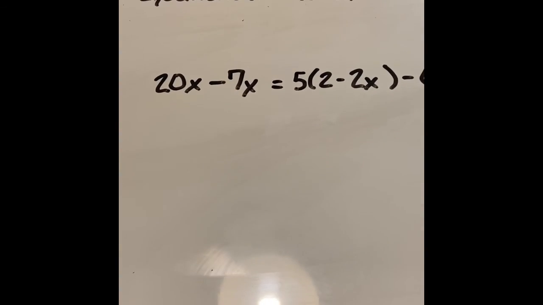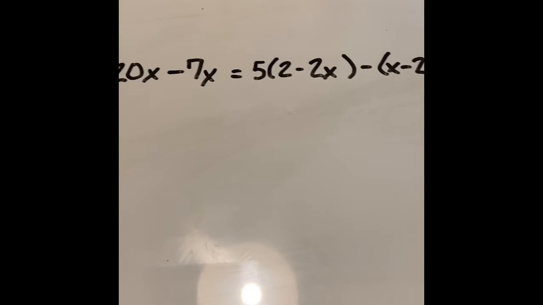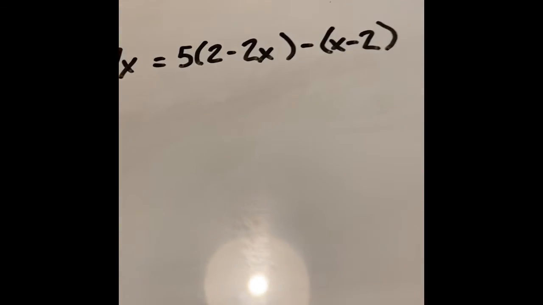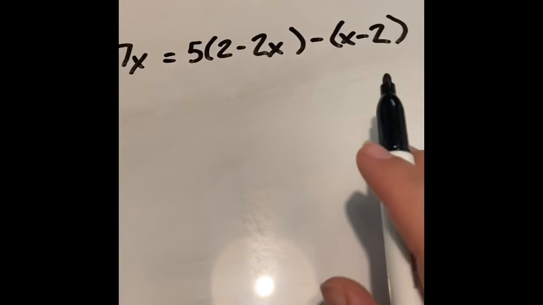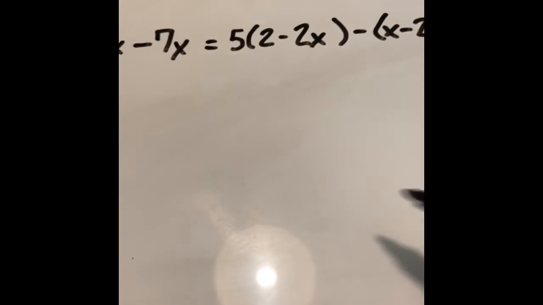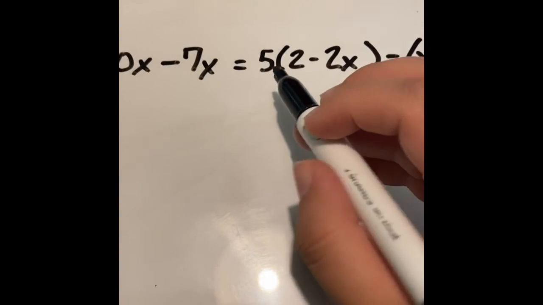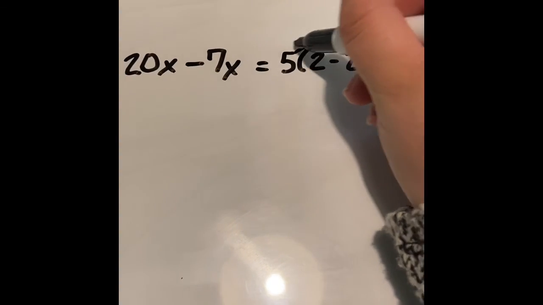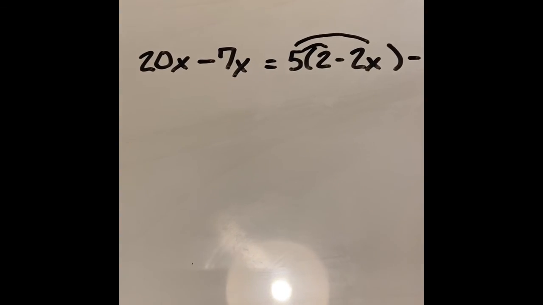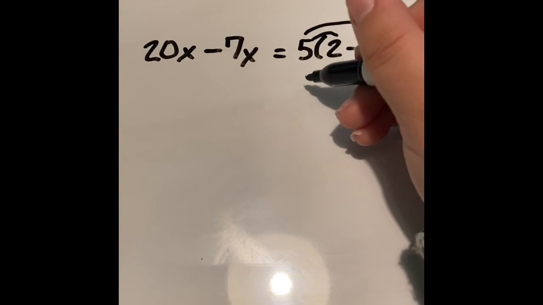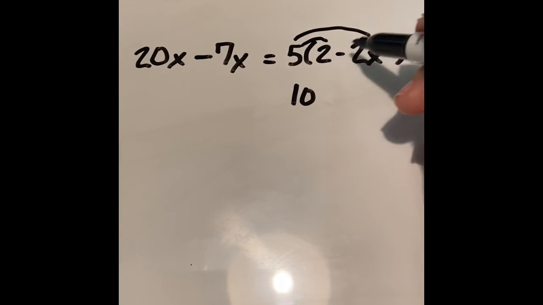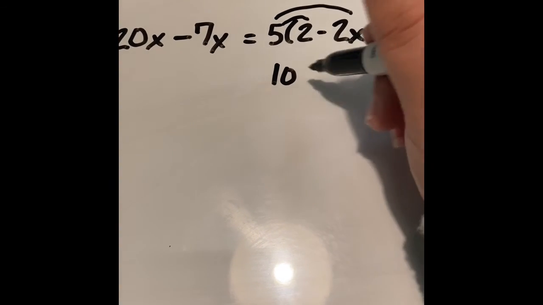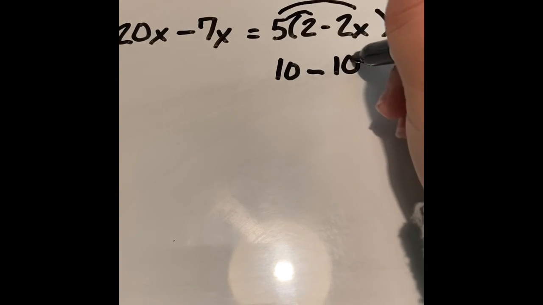So remember, use the distributive property to remove any grouping symbols. So we have actually two groups over here. Let's start with this one right here. All we're doing is distributing this 5 to both of these terms. So we get 5 times 2, that's 10. And then 5 times 2x, that's just minus 10x there.